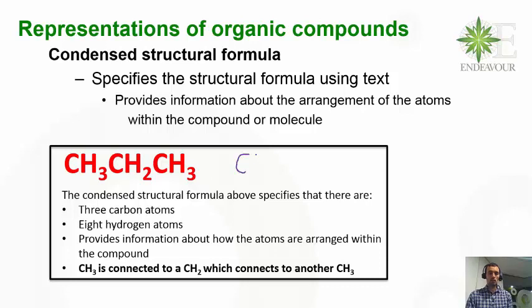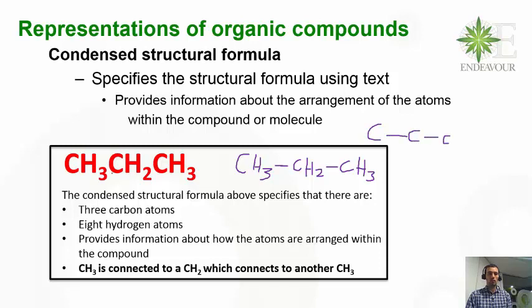So you might sometimes see this written as CH3, a line which represents a bond to the next carbon, CH2, and then another line to CH3. So either of these representations is acceptable. So when you see CH3, CH2, CH3 in a line like this, what that actually means is you've got carbons linked together.